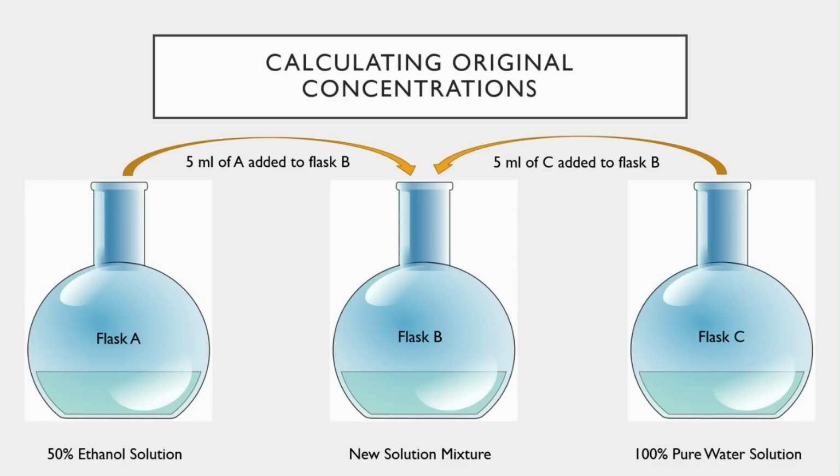In this example, instead of making a latte, we are going to make a diluted solution of ethanol here in the middle. Taking a 50% solution of ethanol, mixing it with the pure water solution, we've taken 5 mils of both into the new solution, flask B.